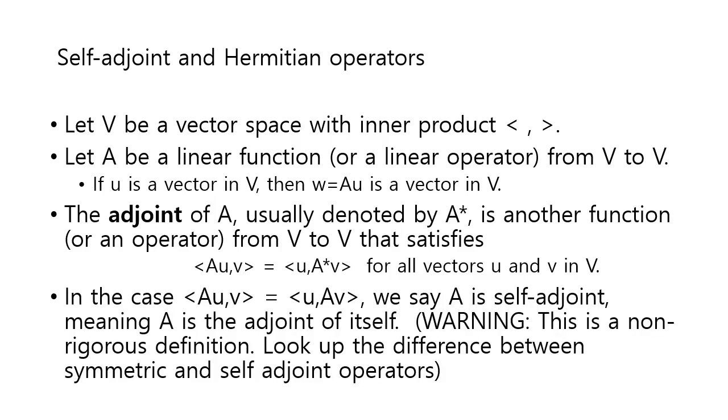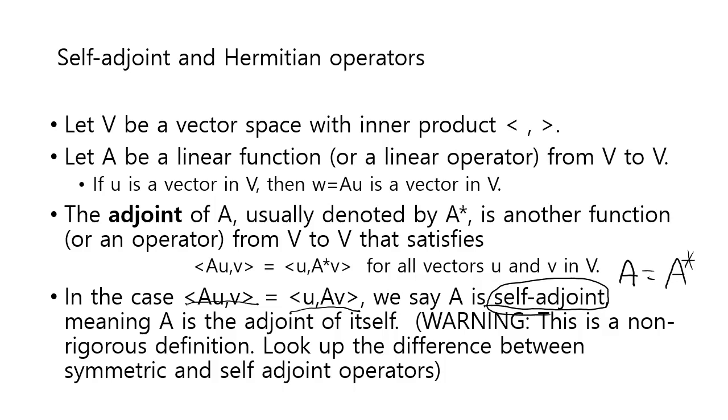Now, there are some cases where <AU, V> and <U, AV> are the same. In other words, A actually satisfies the equation for being an adjoint. Another way to say this would be to say that A and A star are the same. The adjoint of A and A are the same. In that case, you say A is a self-adjoint operator.